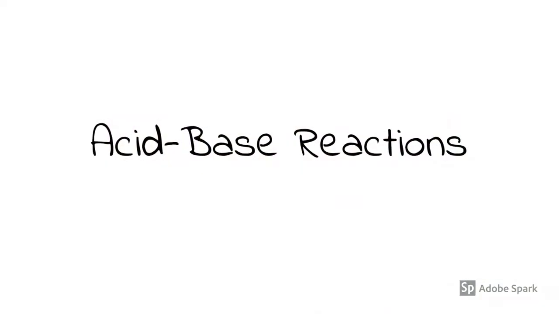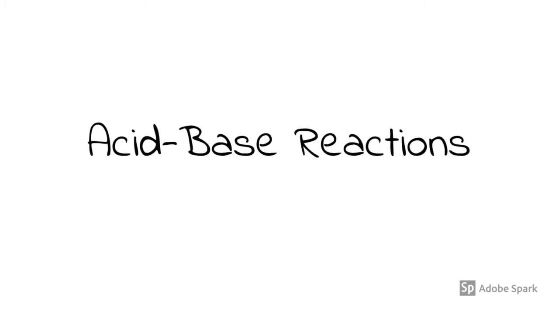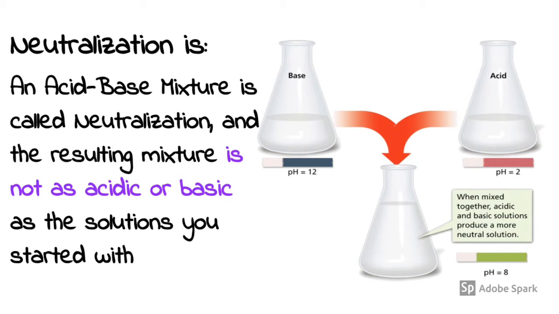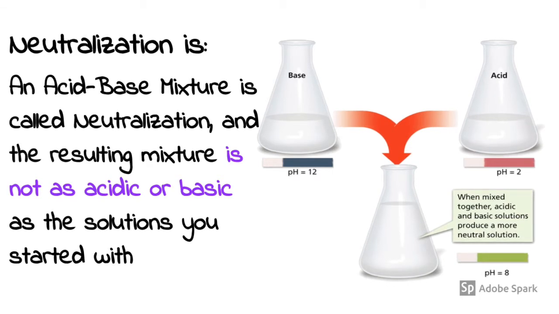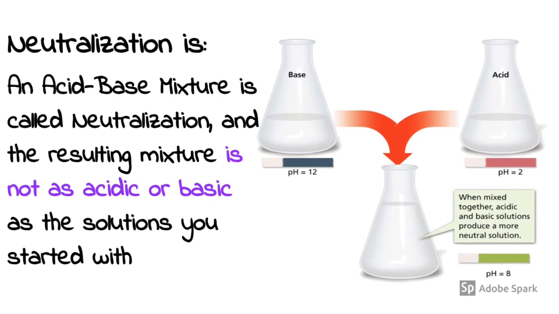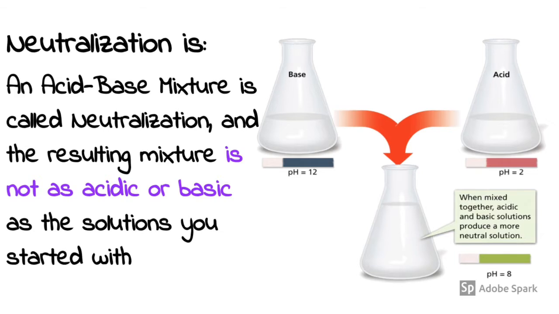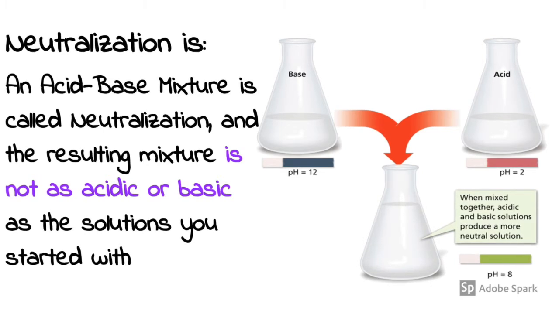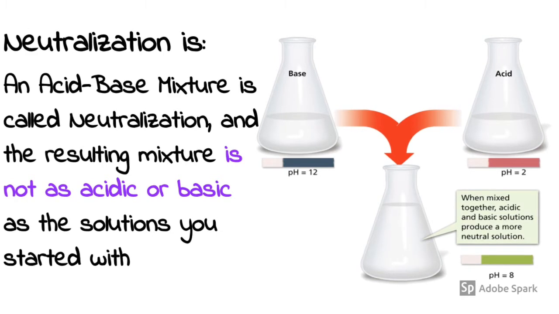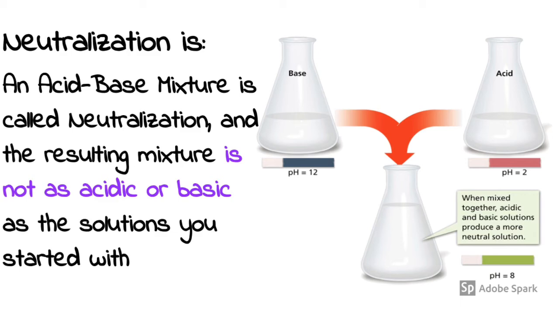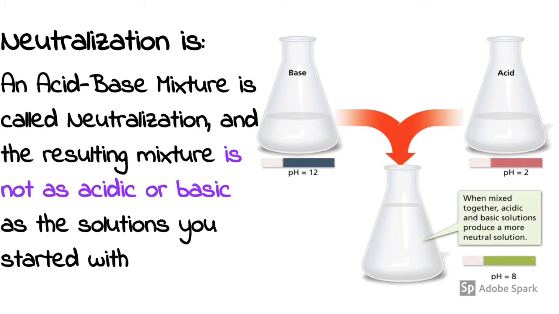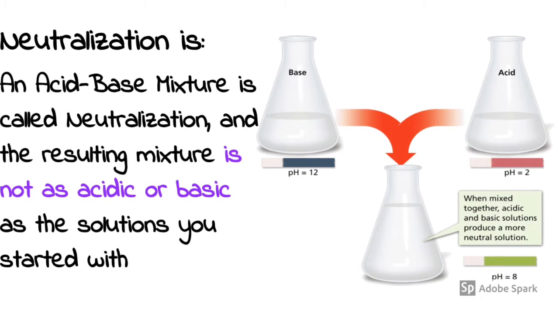We're going to begin this lesson by talking about acid-base reactions. Neutralization. An acid-base mixture is called neutralization, and the resulting mixture is not as acidic or basic as the solutions you started with. Let's look at our diagram. Our base had a pH of 12, so it was very, very basic. Our acid had a pH of 2, so it's pretty acidic, a little more acidic than lemon juice. And when we mix them together, the resulting solution has a pH of 8. Remember, neutral is 7, so this is slightly basic.